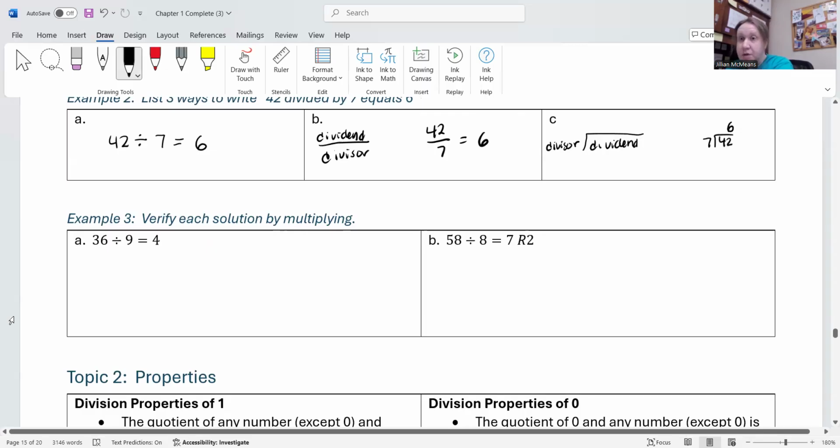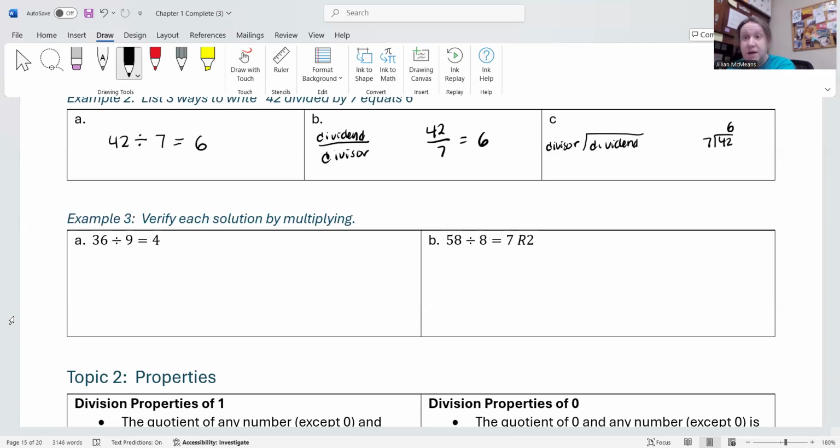Remember earlier I told you that multiplication can be used to check a division problem. So multiplication and division, they're inverse operations, they undo each other. So essentially what you want to do is take your divisor, multiply it by your quotient, add a remainder if you have one, and that result should equal the dividend. Okay, so let's try it out.